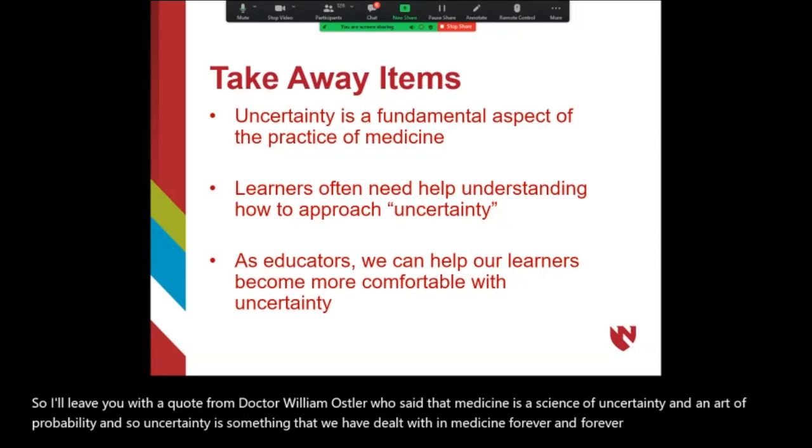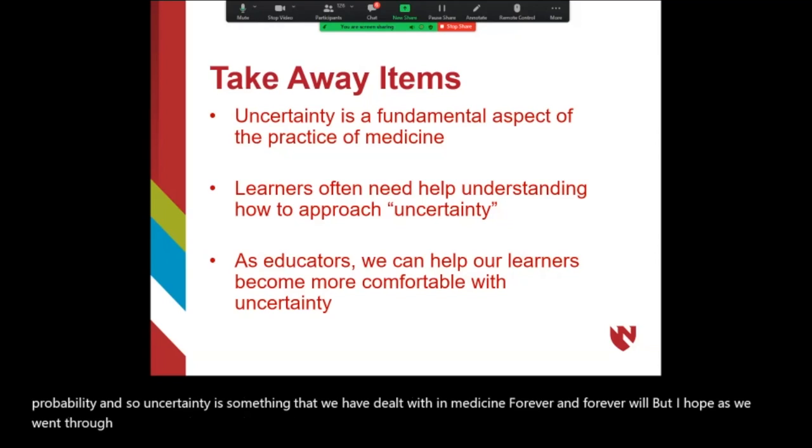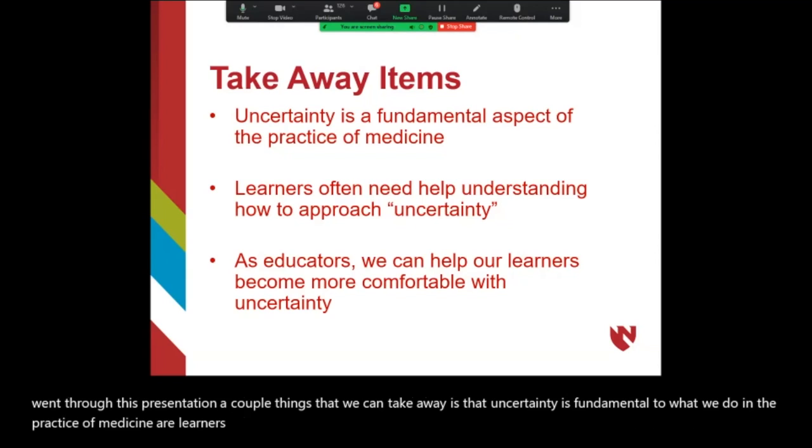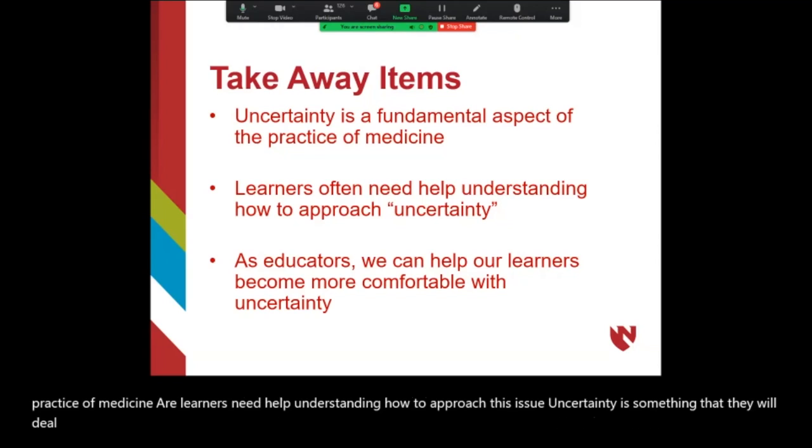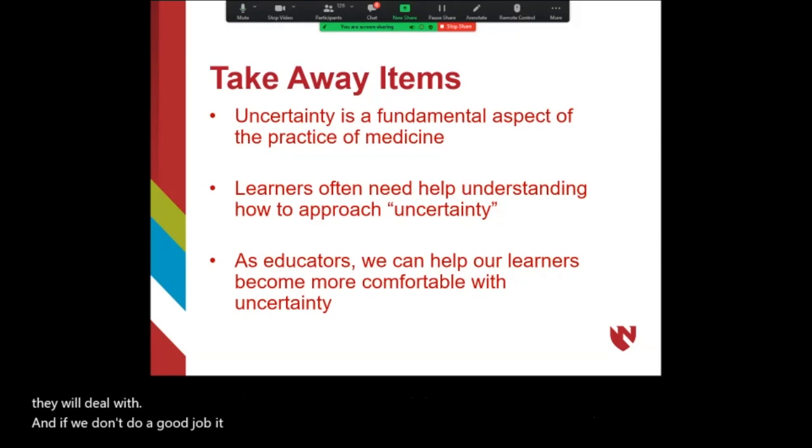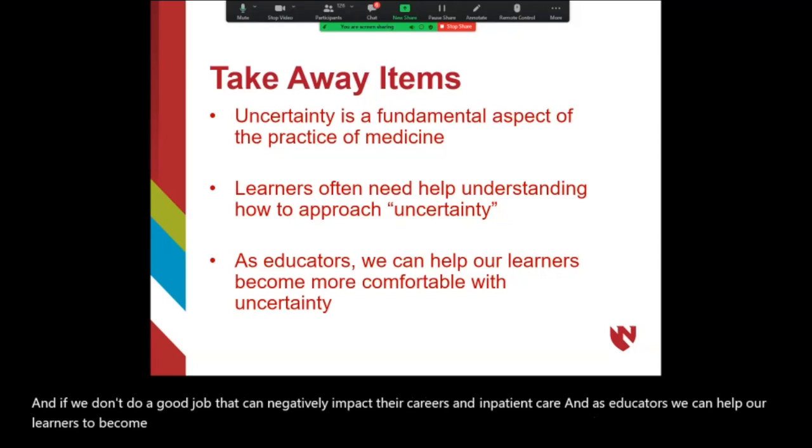But I hope as we went through this presentation, a couple things that we can take away is that uncertainty is fundamental to what we do in the practice of medicine. Our learners need help understanding how to approach this issue. Uncertainty is something that they will deal with, and if we don't do a good job, it can negatively impact their careers and patient care. And as educators, we can help our learners to become more comfortable with uncertainty as they're gaining competence and confidence in their practice.